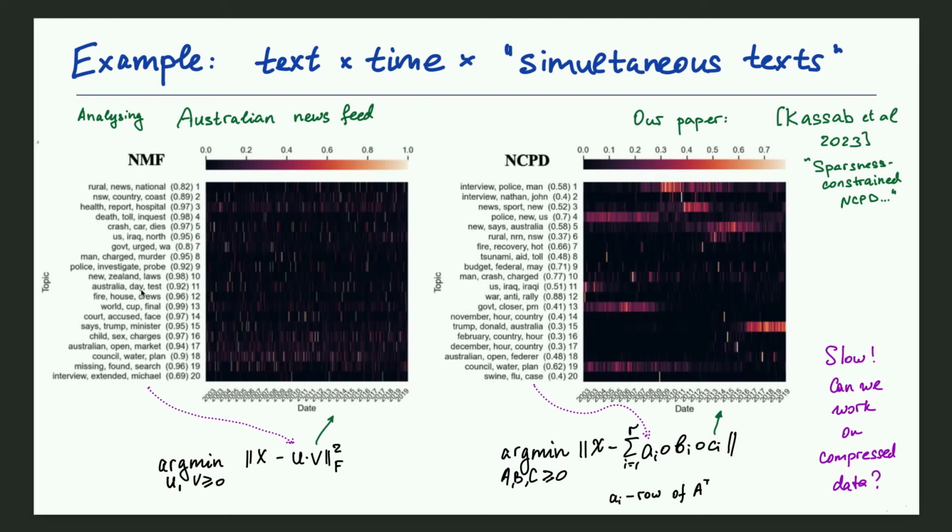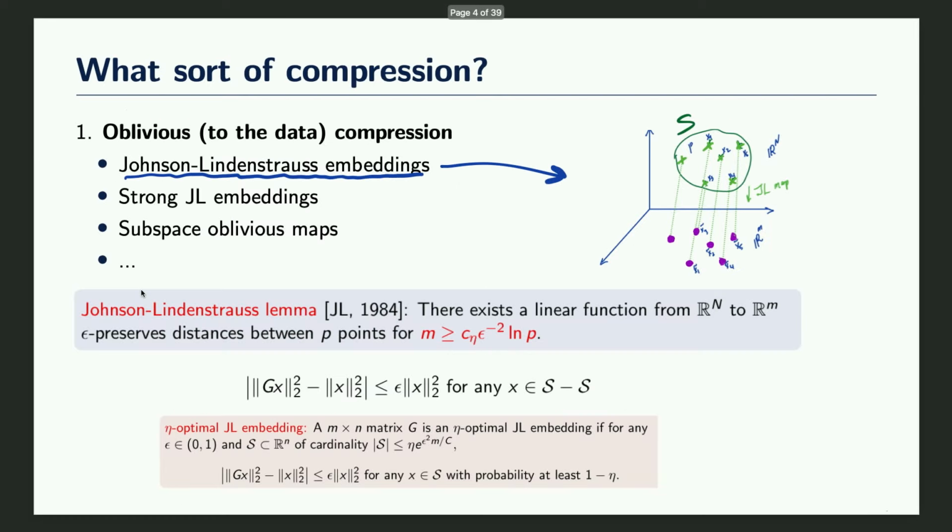Again, this is special research coming on here, how to do this recovery better, how to actually ensure that you find sparse and localized topics. There are things going on. But our goal for this talk would be how to do this on the compressed data. So we don't want to search for the particular components, but we want to do something oblivious. So what sort of compression is it?